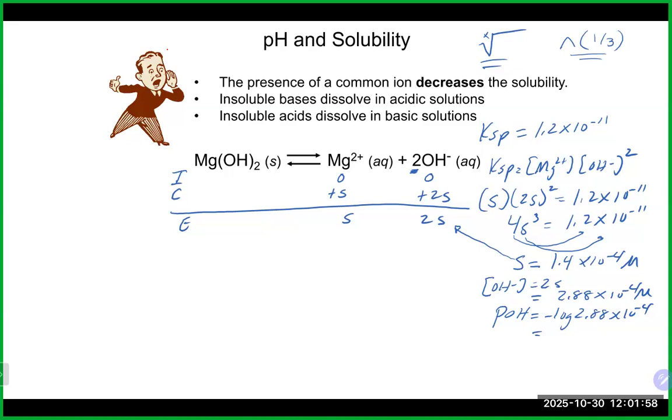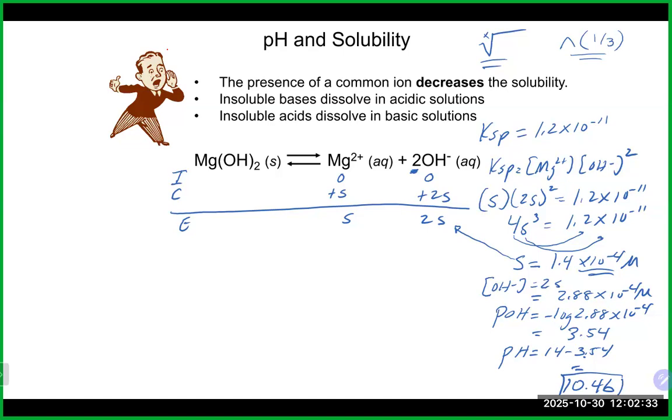And it'd give me like a 3.54 pOH. And my pH finally here would be 14 minus that. And it looks like a 10.46 pH here. So in addition to obviously figuring out the molar solubility here of magnesium hydroxide, which again, I could also use the molar mass to figure out grams per liter of it, I know that this particular solution is hanging out at a pH of 10.46.